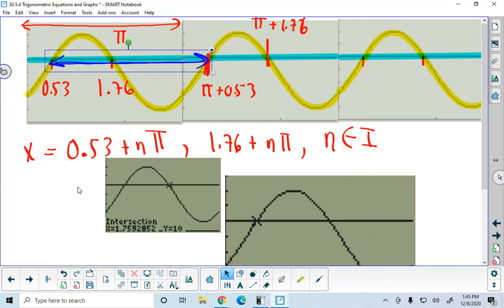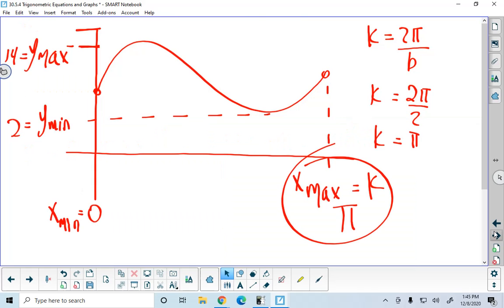If that red distance is pi, then the distance between those two intersection points will be pi as well. So any questions with that example? All right, let's take a look at the next one.